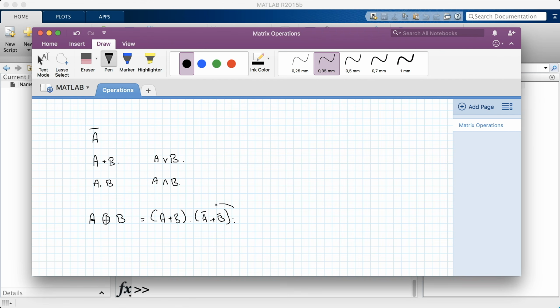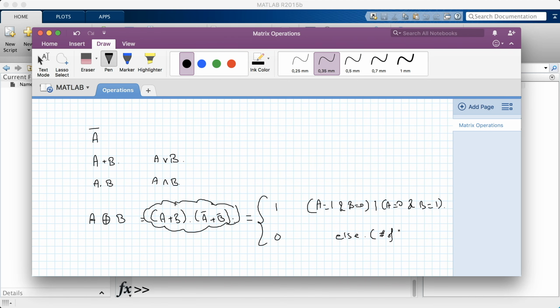Actually, this algebraic expression will return 1 in case A is 1 and B is 0, or A is 0 and B is 1. So we only return true if one input is true, else false, or the number of true inputs is even.